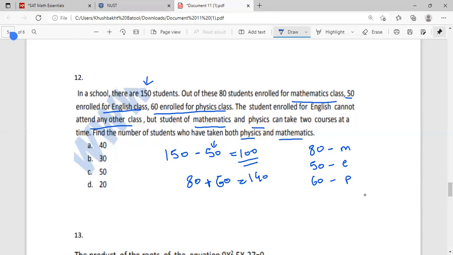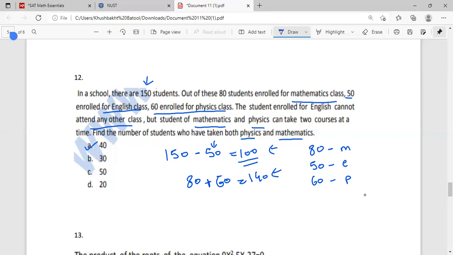So we are getting 140, but the number of students that is possible, is 100 only, right? In this case, it means there are 40 students who are taking physics and maths both. So find the number of students who have taken both physics and maths. 40 is the answer. Why?